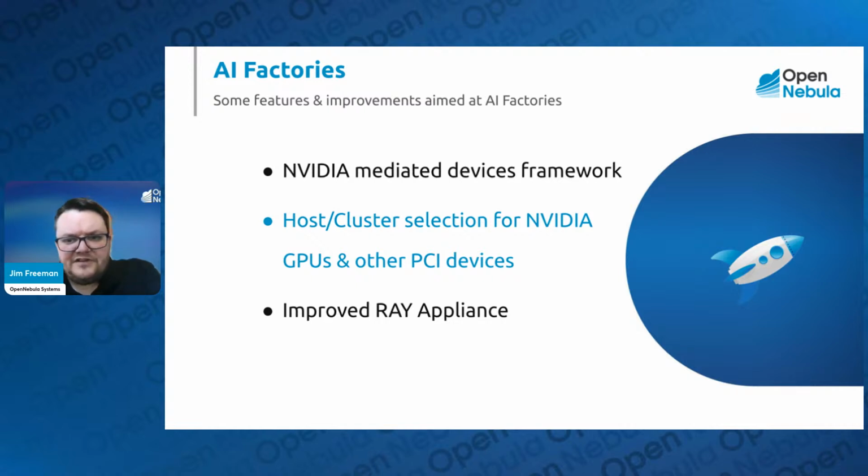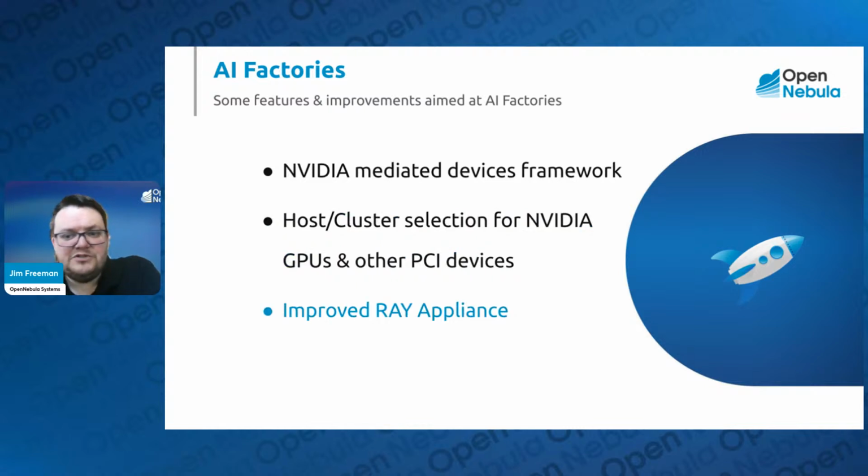Now, this is not a new feature, but OpenNebula supported PCI pass-through for quite a long time. But due to the increase in demand for AI workloads and needing GPUs in virtualization platforms, we've rejigged how we do this a bit. So we've made some big improvements to how GPUs, or really any PCI pass-through device, work in OpenNebula, and how they can be utilized by hosts and clusters in a much more effective, efficient way.